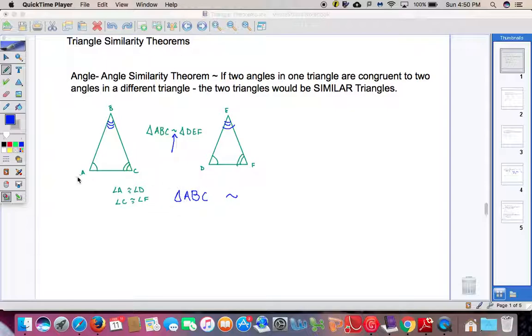So if we have triangle ABC, then we would need to follow the arcs to make sure that we're going in the same order. So that's why it would be similar to triangle DEF.